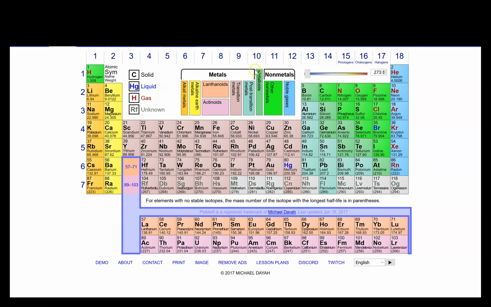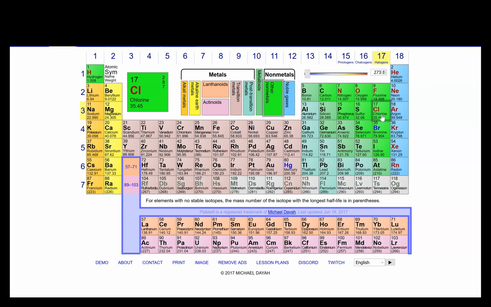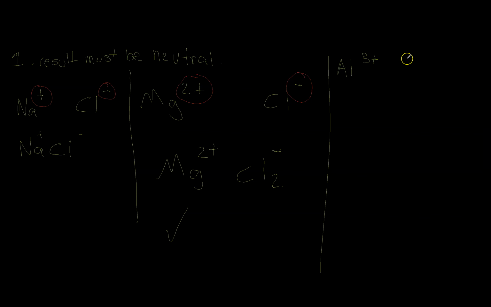And chlorine, if we look up the chlorine element, it is Cl here. It's in 17, so it has 7 in the outer shell. So it has 2, 8, 7. It wants 8 to be stable, so it's going to gain 1. If it gains 1 negative, it becomes negative. So we've got Al3+, Cl1-.